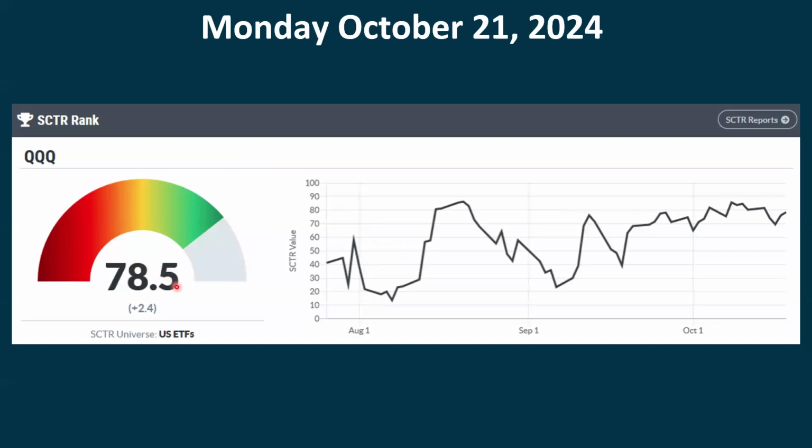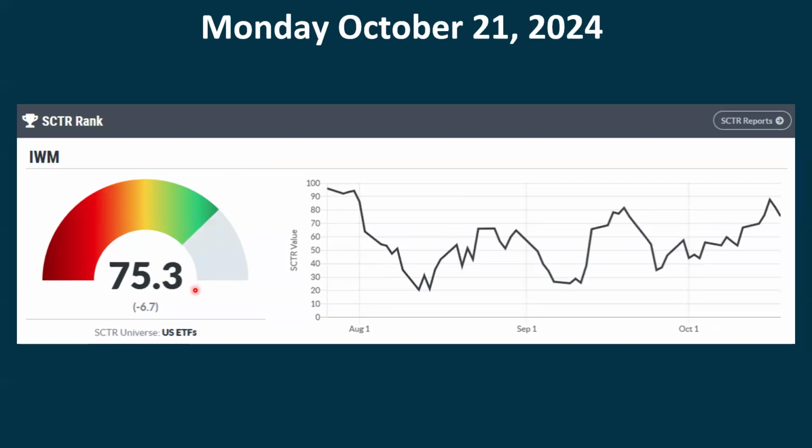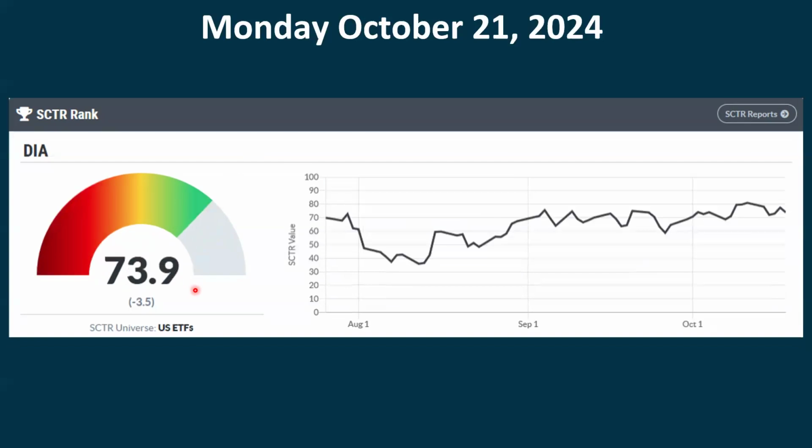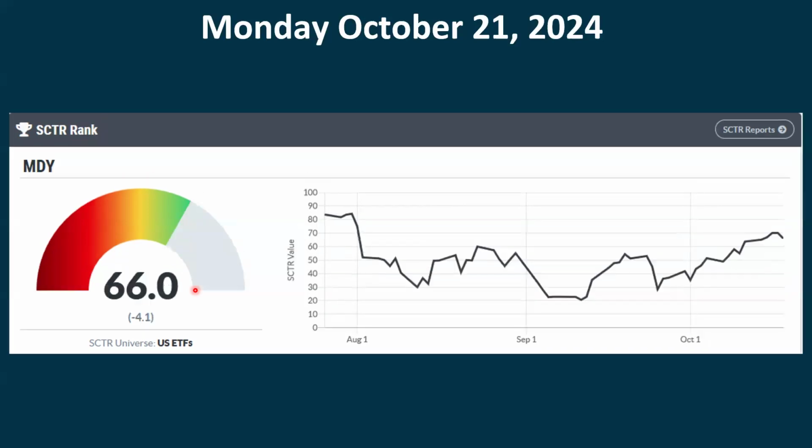In second place are the QQQs, which have been showing some improvement at 78.5. In third place, believe it or not, are the small caps. They've been really lagging for a lot of 2024. Well, they're coming in third place at 75.3. And then the Dow, which just set an all-time high on Friday, it's not doing as well when you use this type of method to see where the chart is at as far as the strength of the chart. It's coming in at 73.9. And then in last place, even though they're setting all-time highs, are the mid caps coming in at 66.